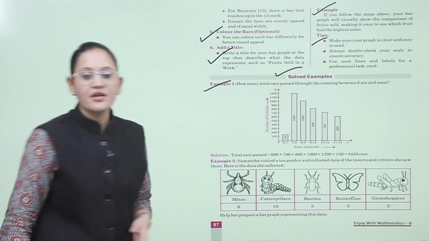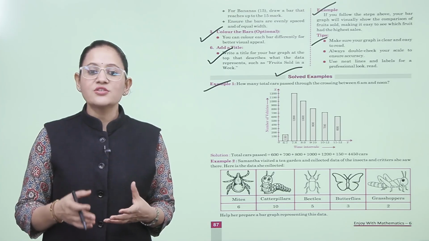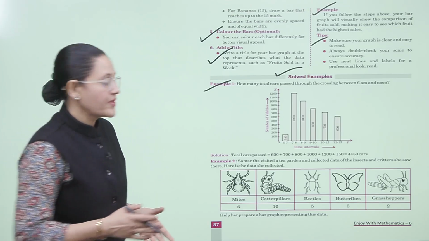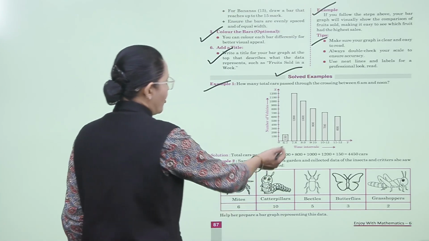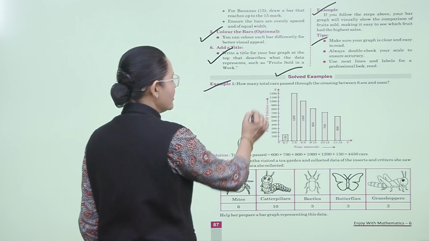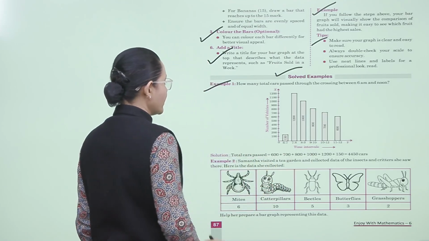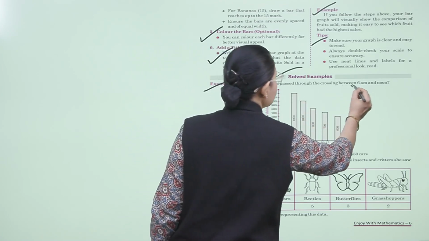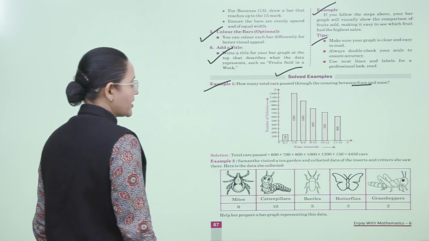Example 1. How many total cars pass through the crossing between 6 am and noon? So, on the horizontal x-axis the time interval is given. Here the numbers of vehicles are given. So, we have to find the total number of cars that pass through the crossing between 6 am and noon.